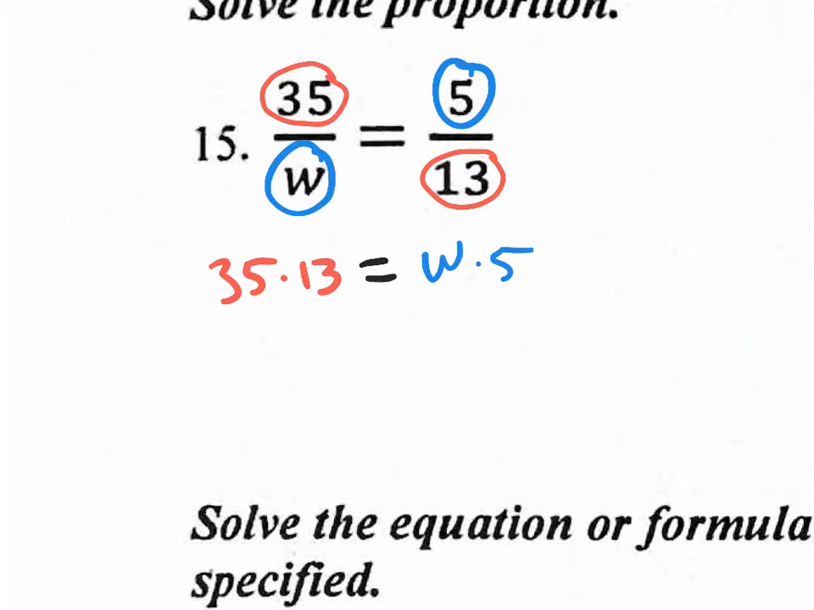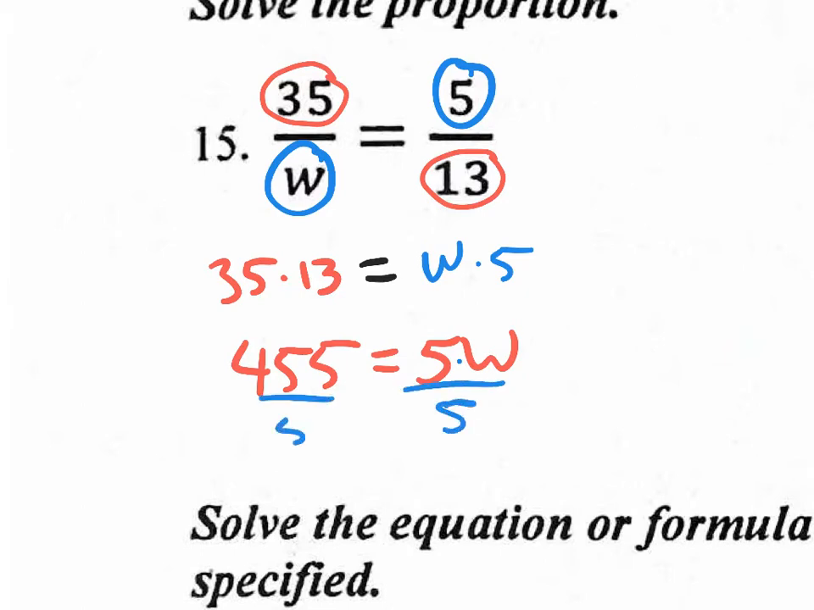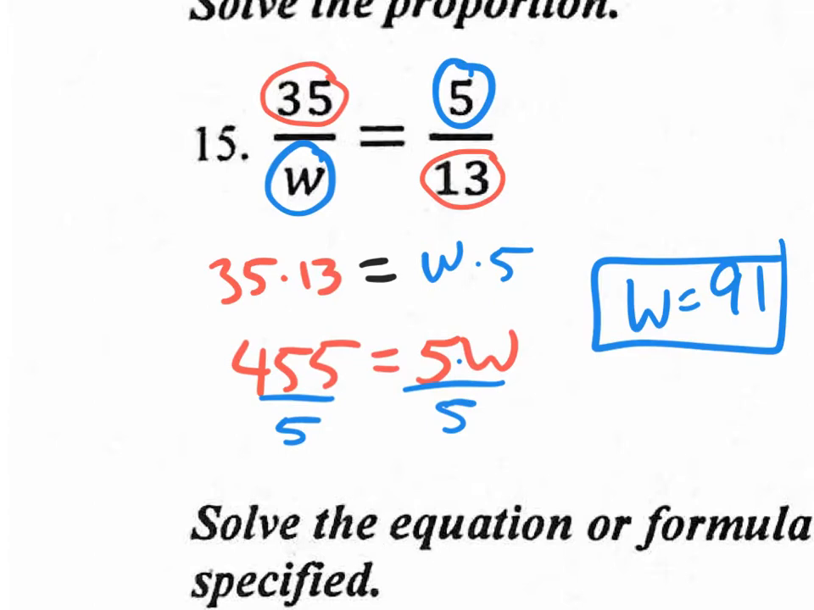So with the calculator, go ahead and multiply 35 times 13, which is 455, equals 5w. And of course, we want to get rid of that multiplication of 5 in front of the w, so we divide by 5, divide by 5. 455 divided by 5 is 91, so 91 should be your final answer. W equals 91. Of course, use a calculator. That'll be easier. 455 divided by 5.